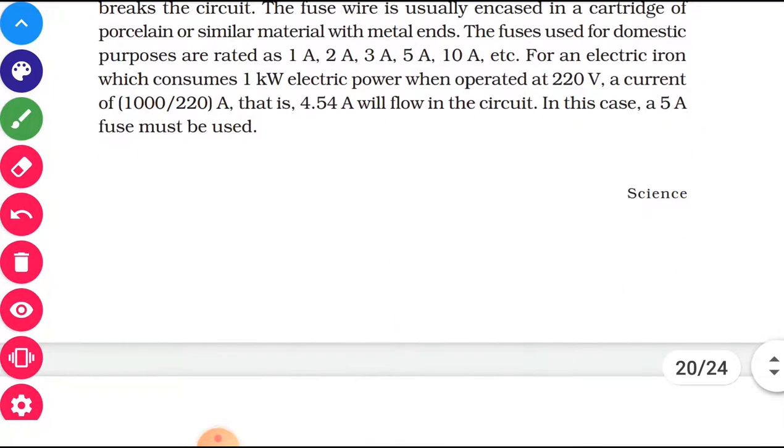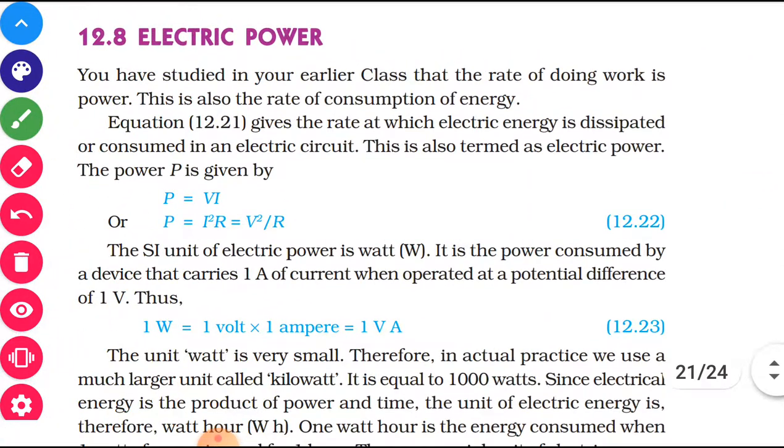Okay, or the fuse wire gets melted. Okay, now we talk about electric power. Power, as you know, is V into I. Very easy to understand this part. Power is voltage into current.